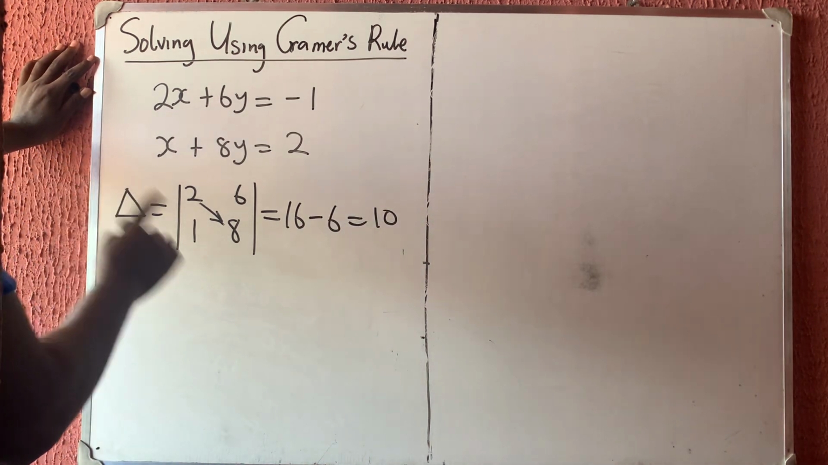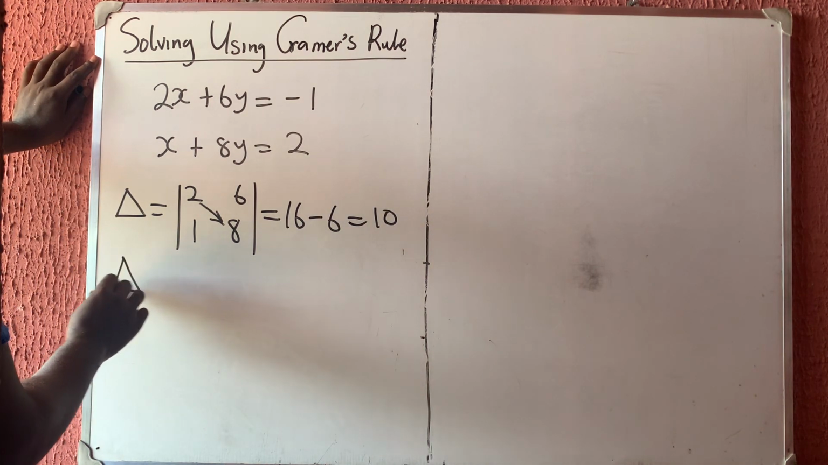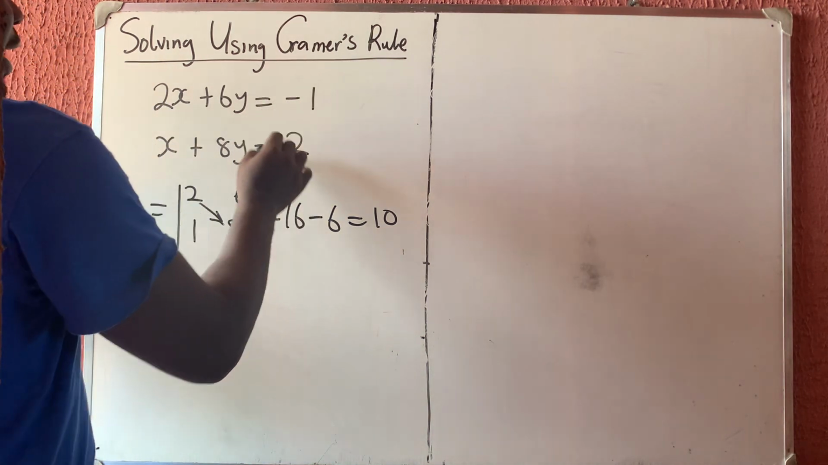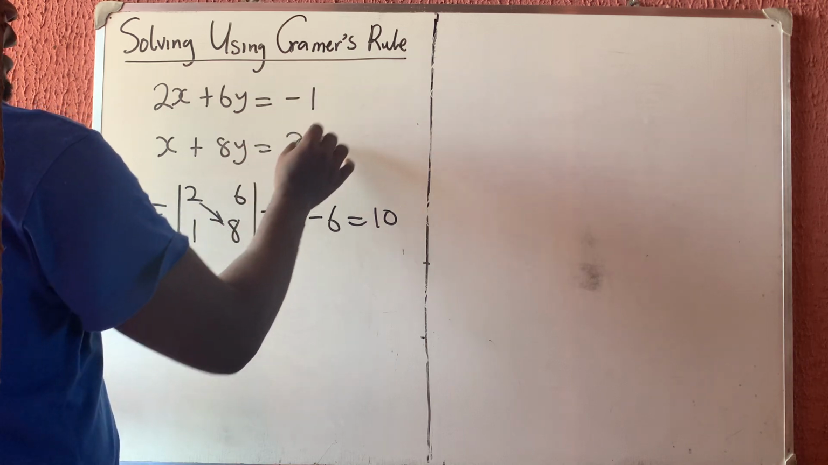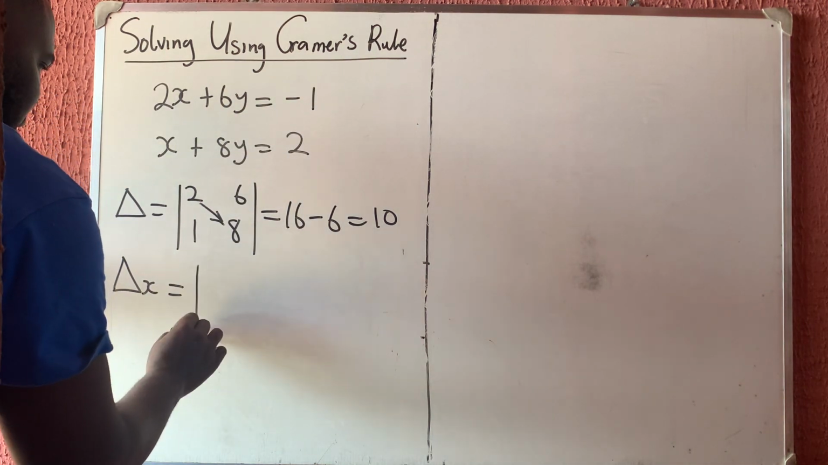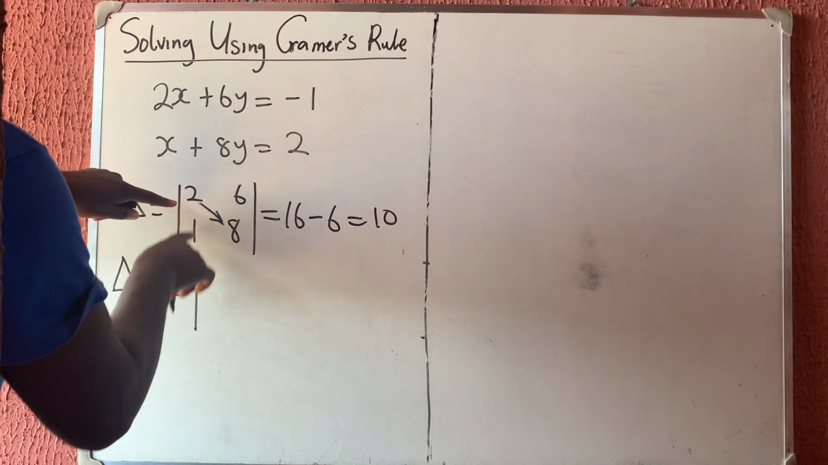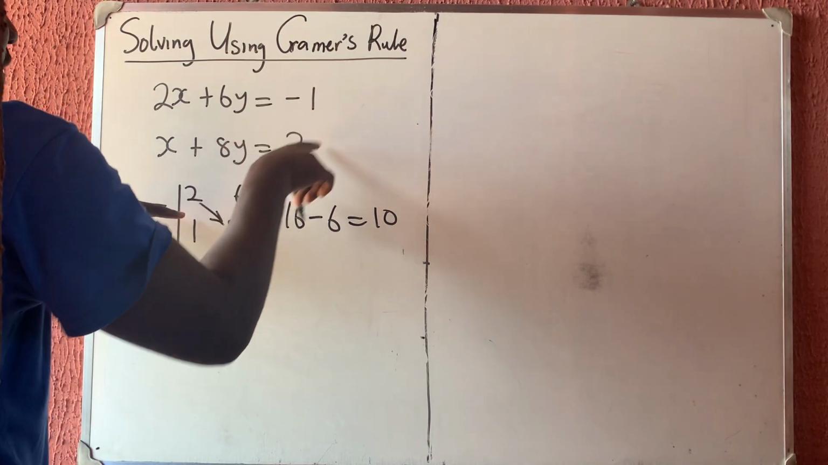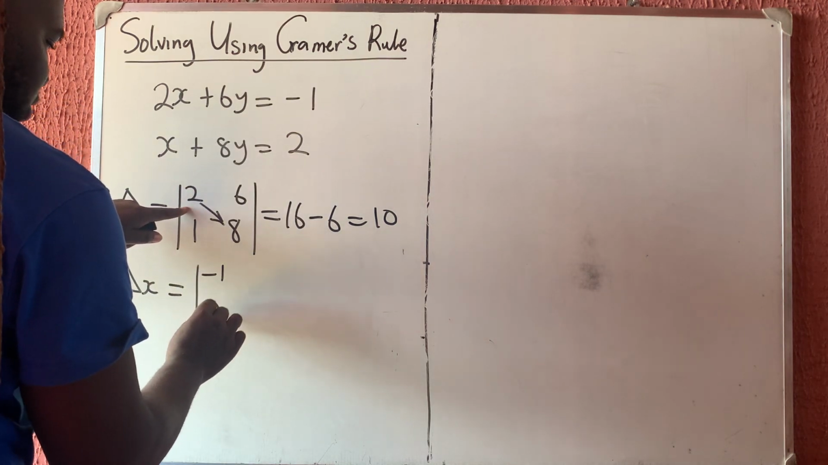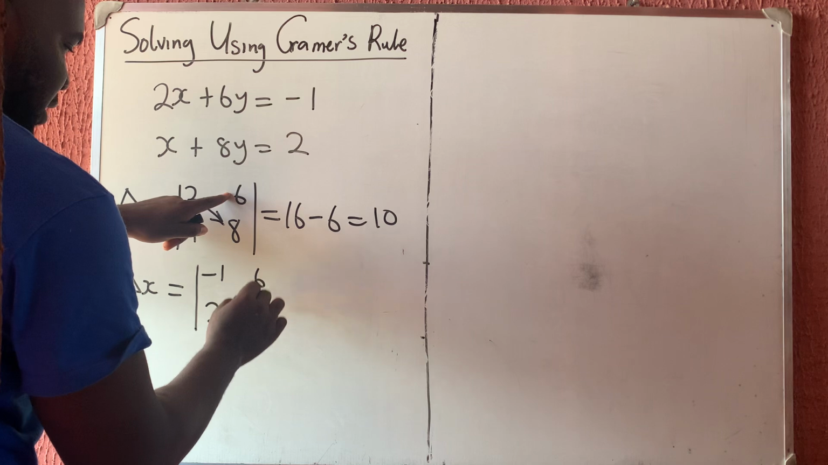Okay, so now the next thing you get is change in x. Change in x simply means now use the equality side to replace the x column. That is the meaning of change in x. So you repeat your matrix. Now instead of writing the x side, I will replace it with the equal to side. So I'm going to have minus 1 and 2, while this side remains the same, 6 and 8.